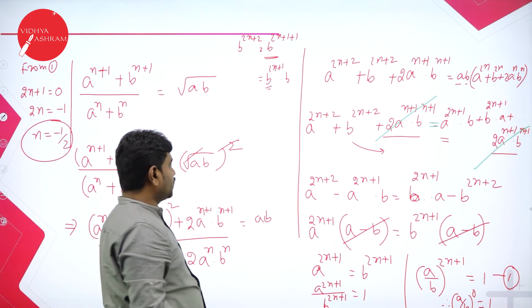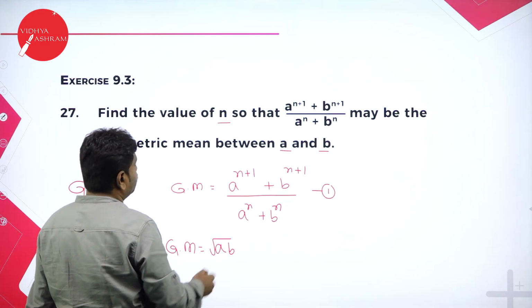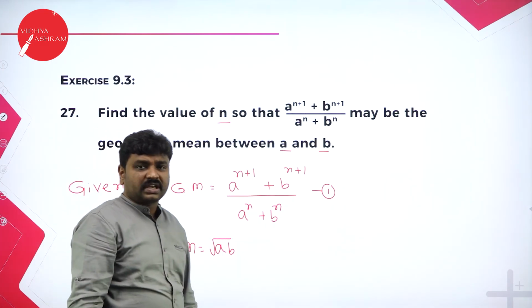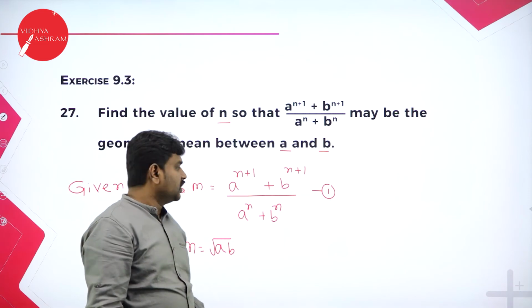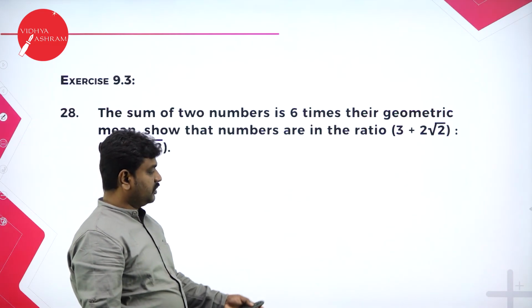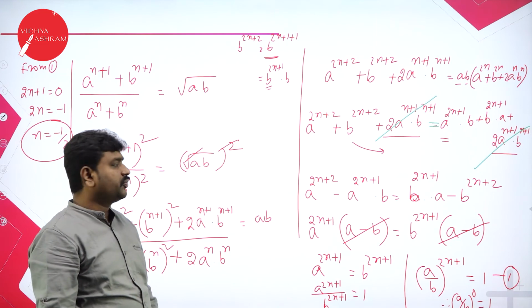Here they clearly mentioned geometric mean between two values, which means the values are not the same. That is why we can take the power as 0. Hope all of you understood this.